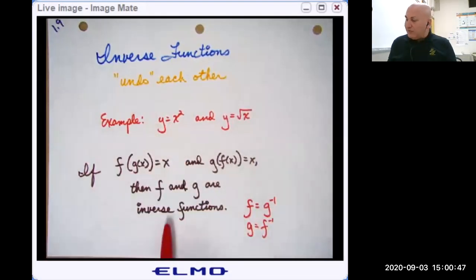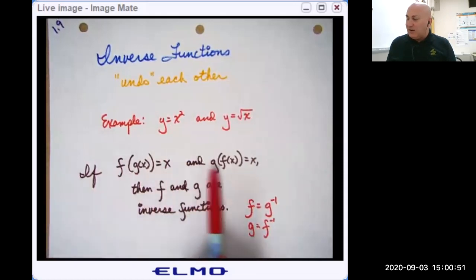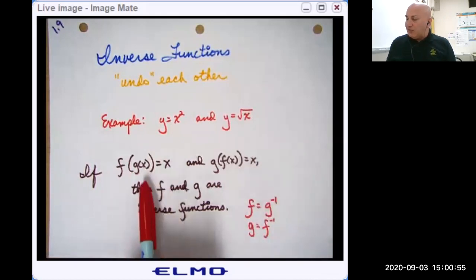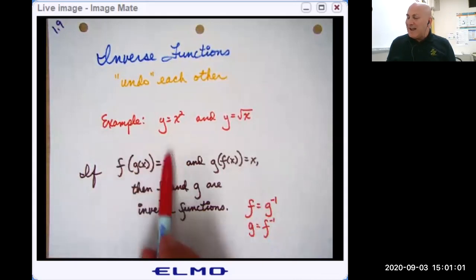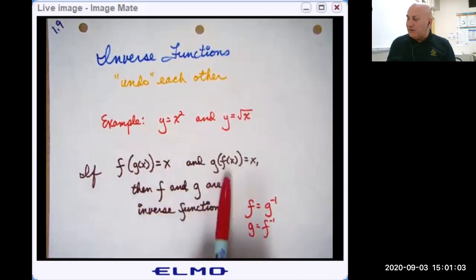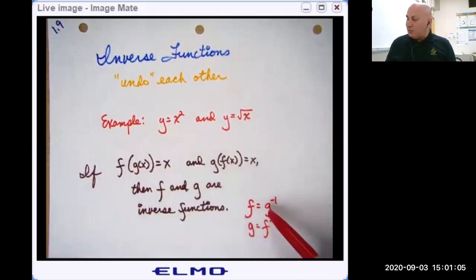So our definition of inverse functions is if f of g of x gives you x and g of f of x gives you x, then they are inverse functions, because we started with x, we got g of x, and then when we took f of x, we got back to x, which is where we started. Same here. And you can write them this way. Don't think of that as a reciprocal, like 1 over g. In function notation, that means g inverse.